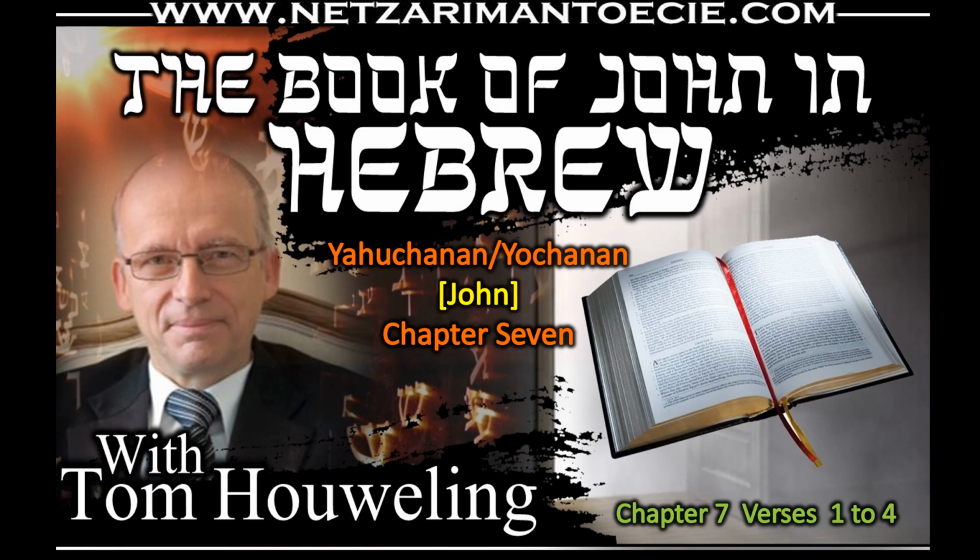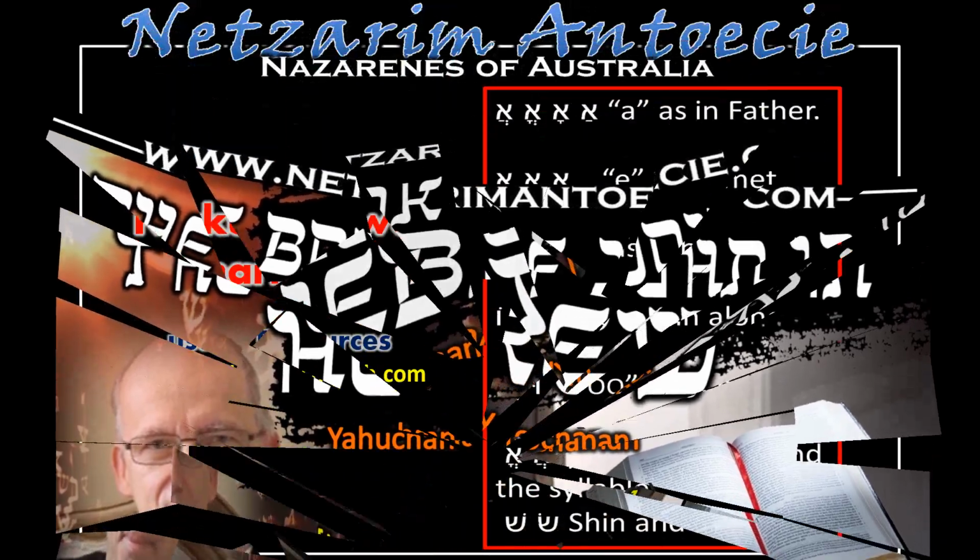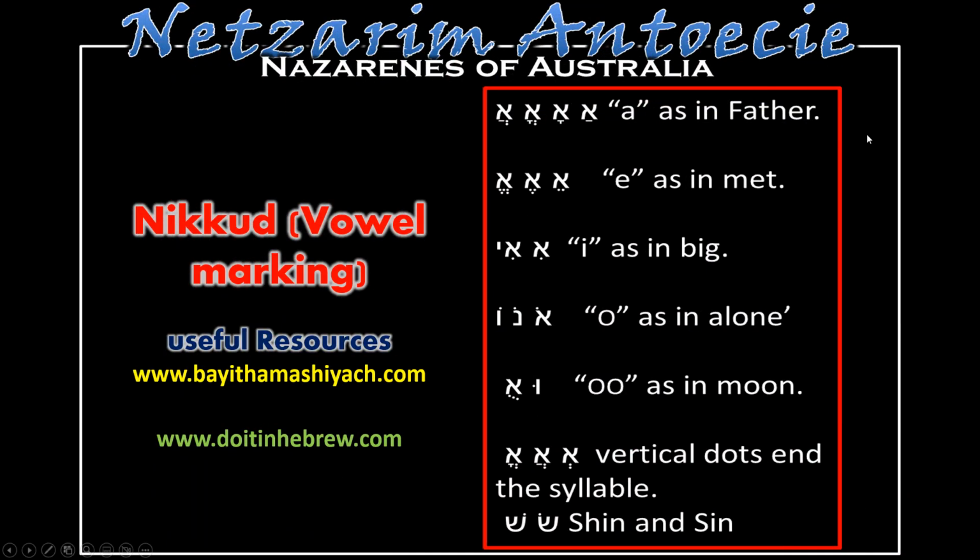And today we are dealing again with the book of John in Hebrew, which is also called Yehuchanan or Yochanan or John. And we are dealing with chapter 7. So we're beginning with chapter 7, verses 1 to 4. So let us continue. And first, I like to always show you a chart of the vowel marks for anyone who's relatively new, and they are called Nikud.